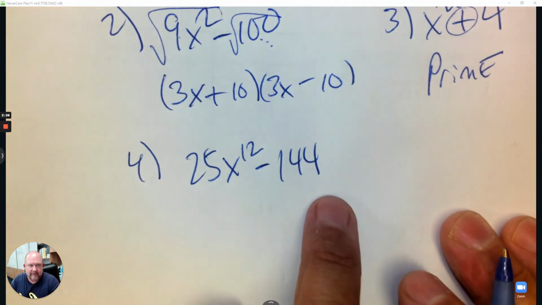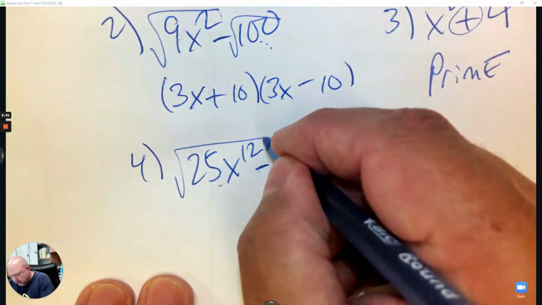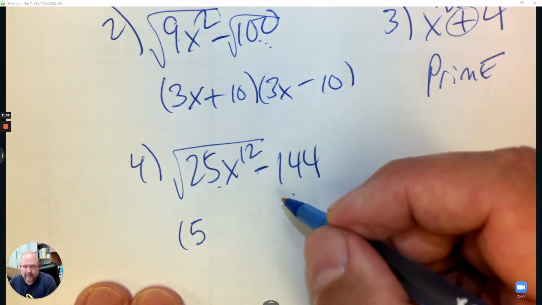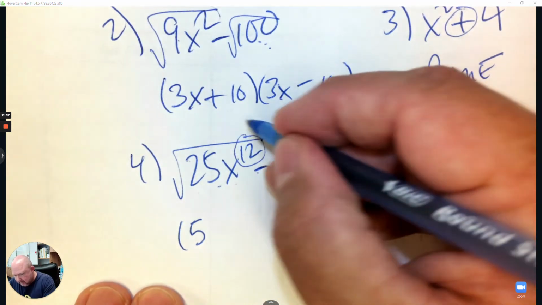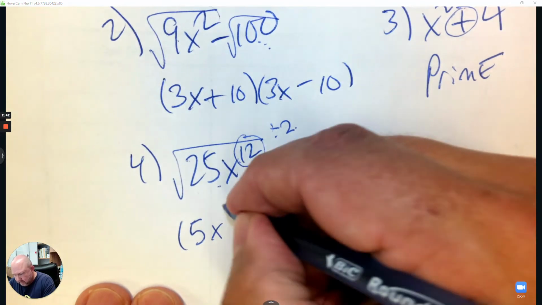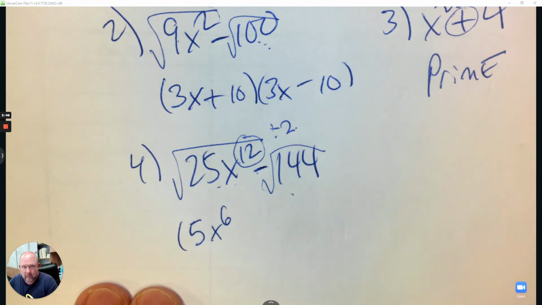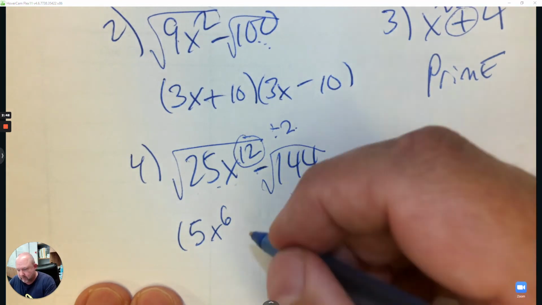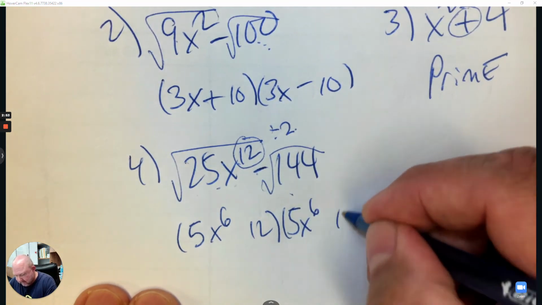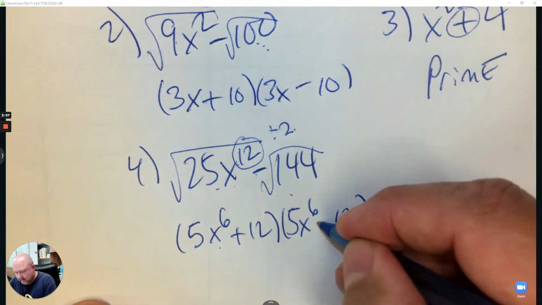All right, let's write this down and factor it. So it's a binomial and subtracting. We're going to square root. So the square root of 25 is 5. And when you square root an exponent, you take it and divide it by 2. So it's 12 divided by 2. And now the second term, square root 144. What number times itself is 144? That's 12. So 1 is 5x to the 6 and 12. So you write it down twice, and then one's adding and one's subtracting.